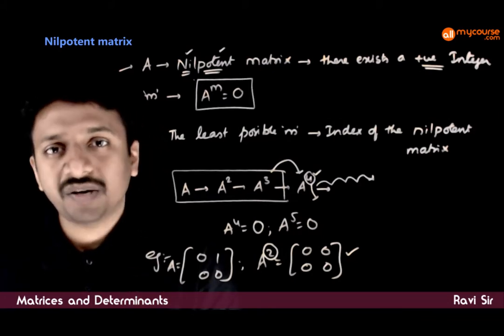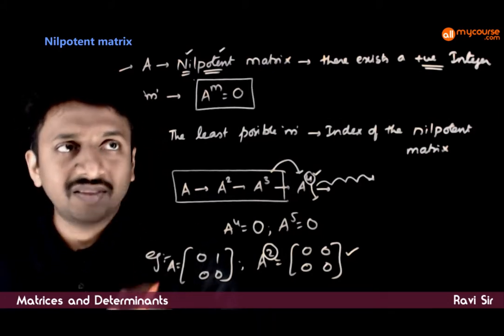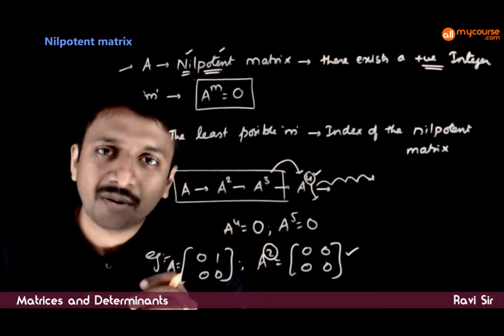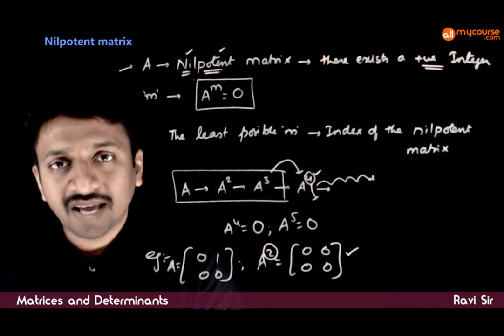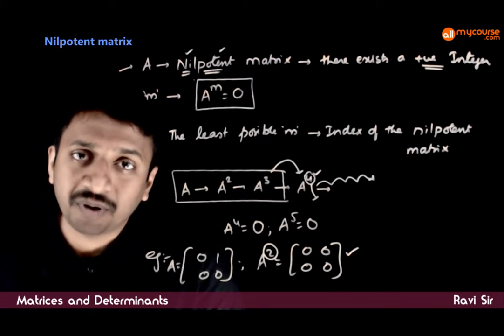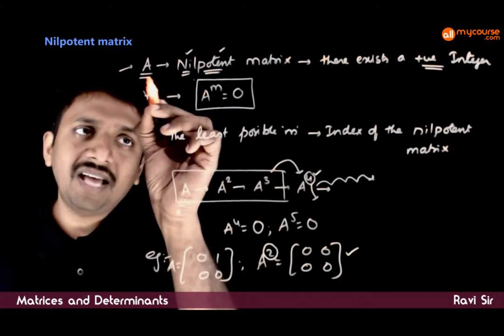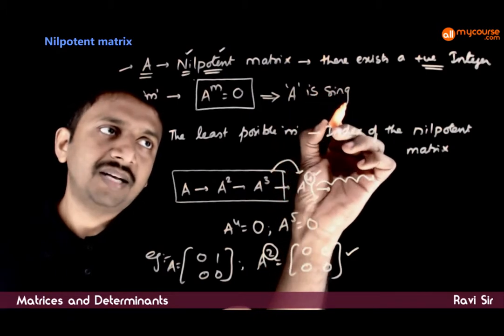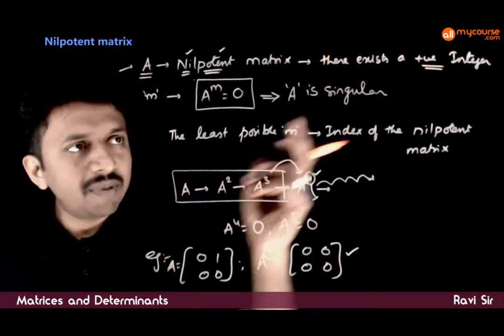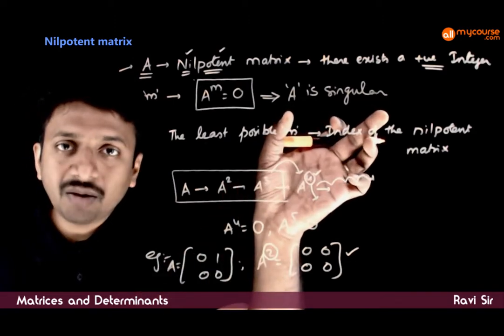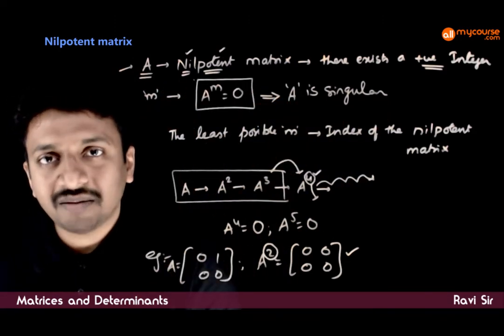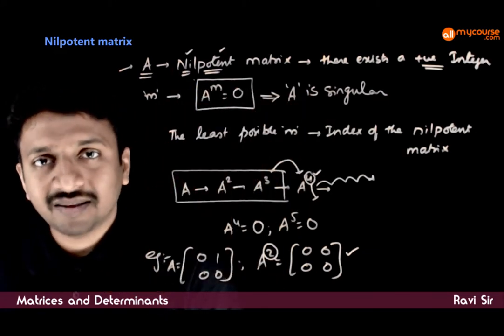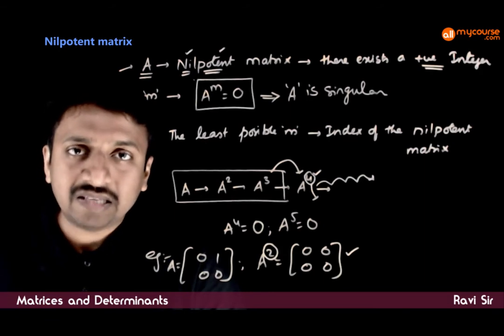And one of the important properties of nilpotent matrices is that a nilpotent matrix should always have a determinant of 0. A non-singular matrix cannot be nilpotent. So a matrix A is nilpotent implies that A is singular, that is, determinant is equal to 0. But the reverse is not true. Determinant equal to 0 does not imply a nilpotent matrix. But a nilpotent matrix implies that the matrix A has determinant equal to 0.